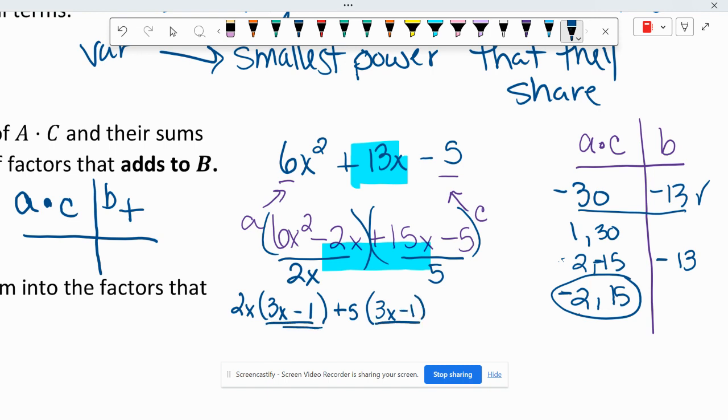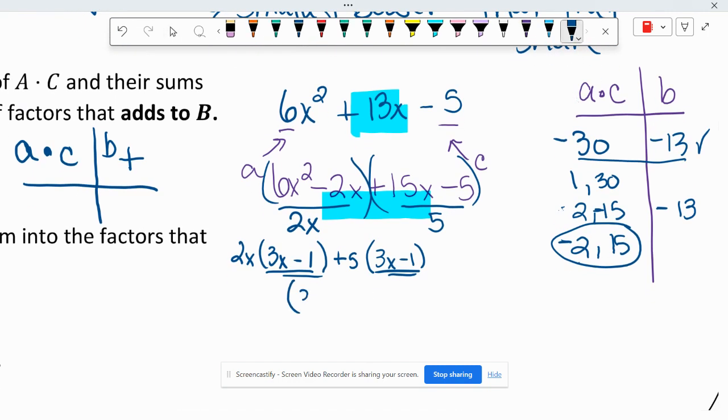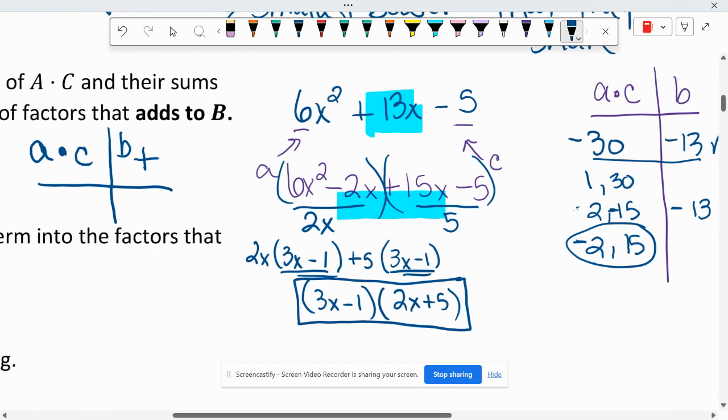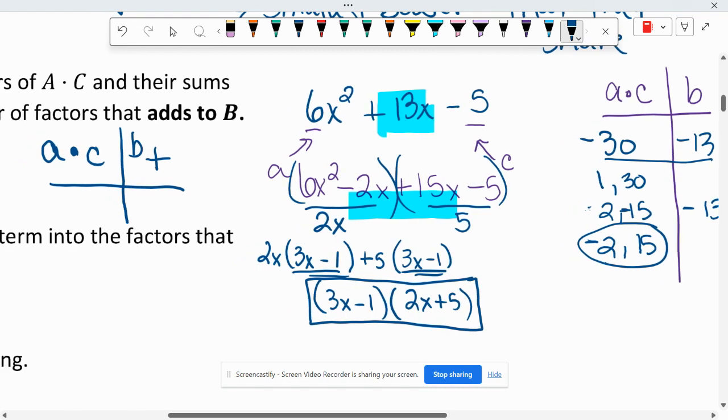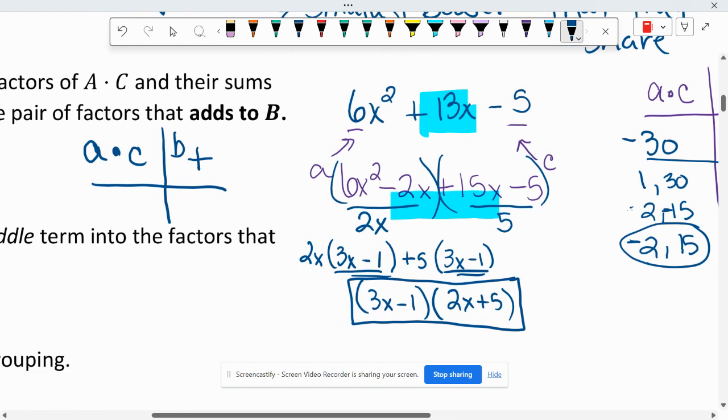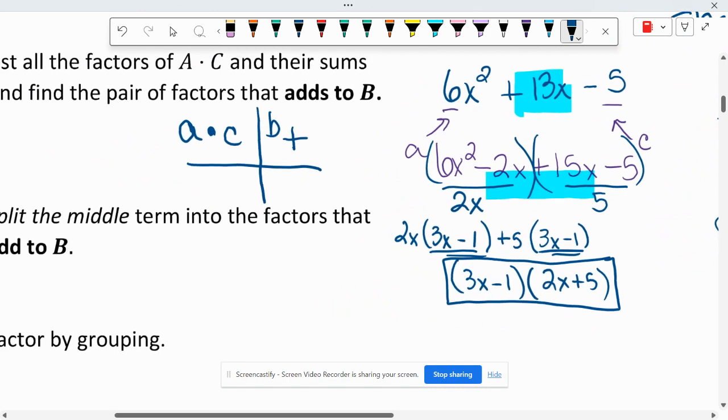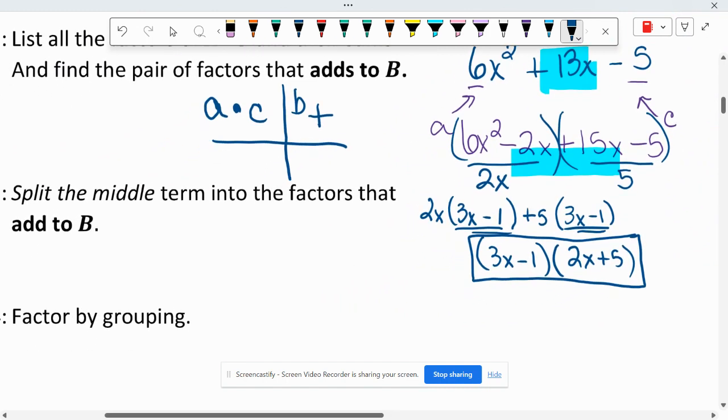Do I have a repeated term? Do I have that copycat? Yes, I do. So I'm going to take that term and write it first: 3x minus 1 times 2x plus 5. This is a product of two binomials. That is what that trinomial is in factored form. So we split the middle into 4 terms, and then we just factor by grouping, and that's kind of what we did.